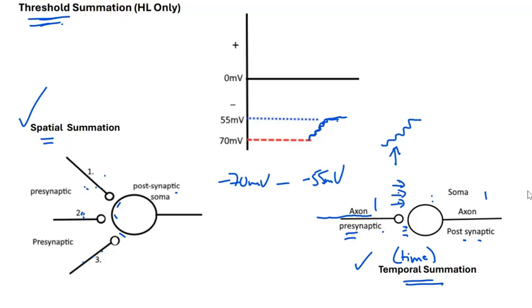Now what we're going to do is go on and study how this action potential forms, and indeed how it is transmitted along the axon of a motor neuron.